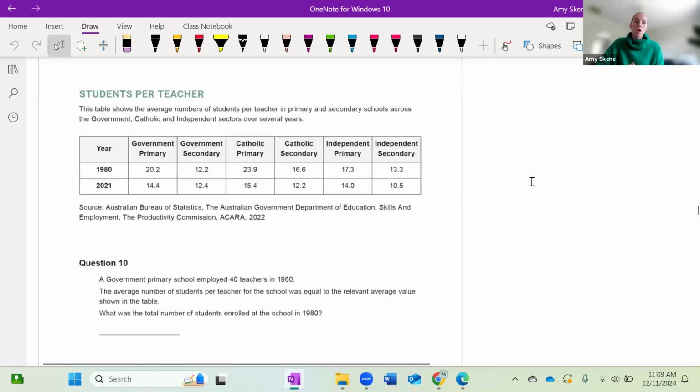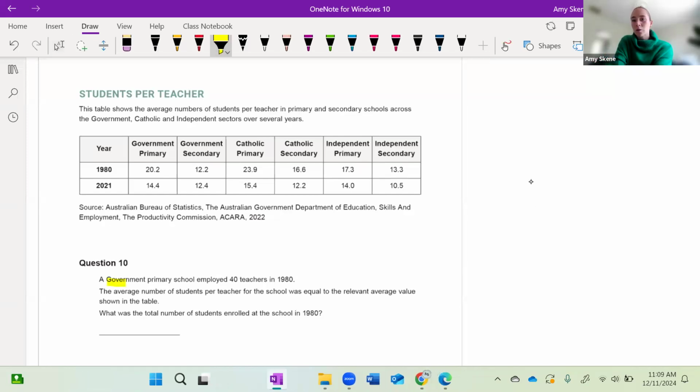So for question 10, a government primary school employed 40 teachers in 1980. The average number of students per teacher for the school was equal to the relevant average value shown in the table. What was the total number of students enrolled at the school in 1980?